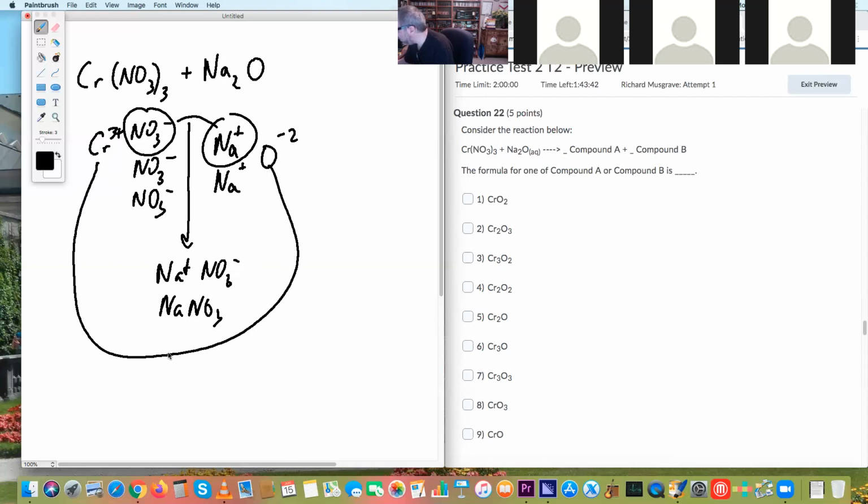Now we're combining these two, which is Cr3 plus and O2 minus. And that would be Cr2O3.